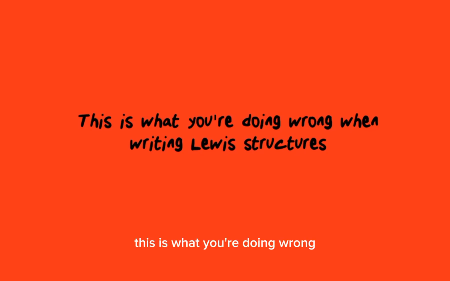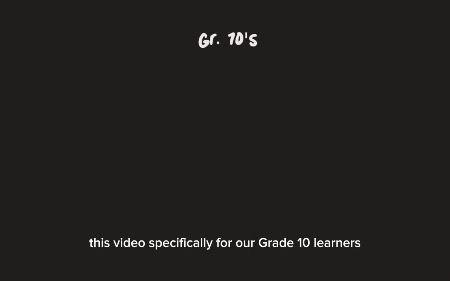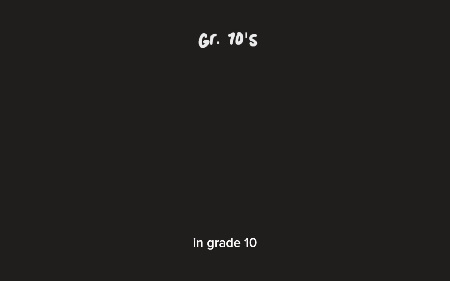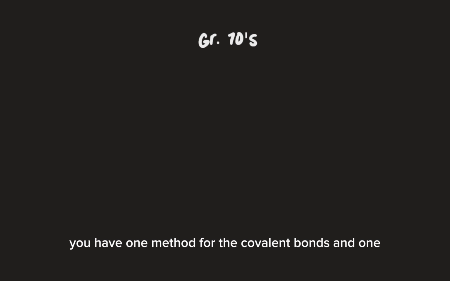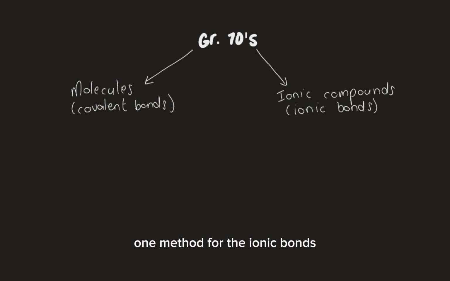This is what you're doing wrong when writing Lewis structures. This video is specifically for our grade 10 learners. So remember, in grade 10 there are two different methods for writing Lewis structures. You have one method for the covalent bonds and one method for the ionic bonds. So before I start just drawing on my Lewis structure, I should first look at, do I have a molecule or do I have an ionic compound, because they work differently.